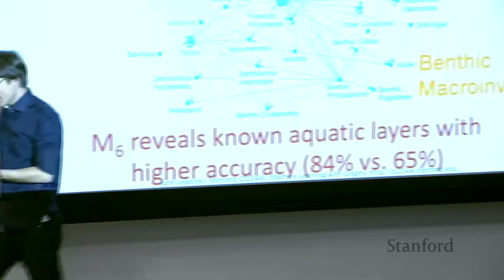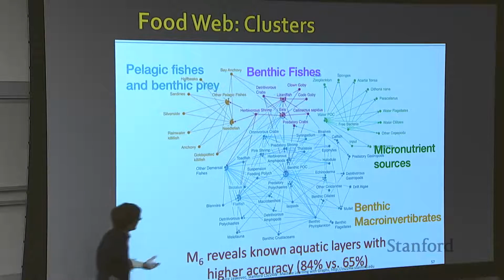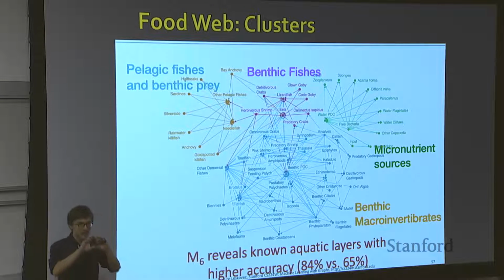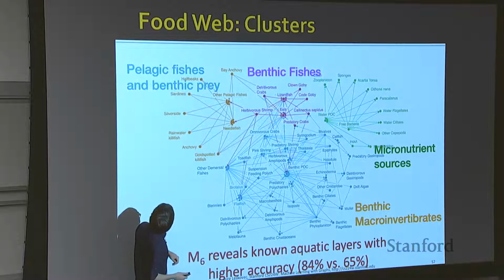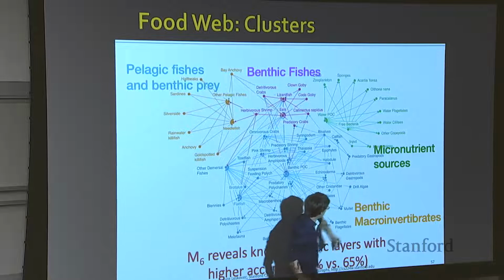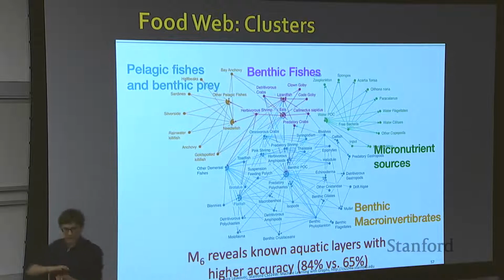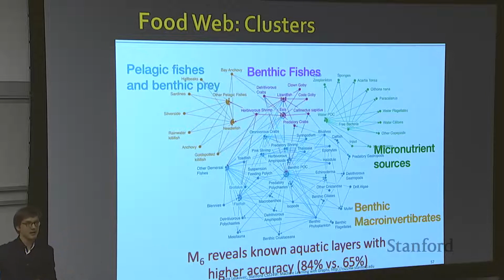And if you actually plot the network and look at what is happening and what are the clusters you identify, you exactly identify the clusters that correspond to what biologists call aquatic layers, right? Where you have some little fishes, you have micronutrients, you have some microvertebrates, and so on, right? So the idea is that what we are able to find is this kind of layers in the ecosystem.